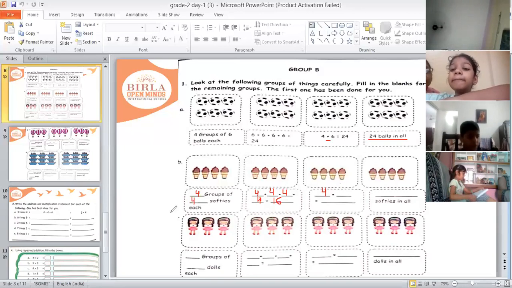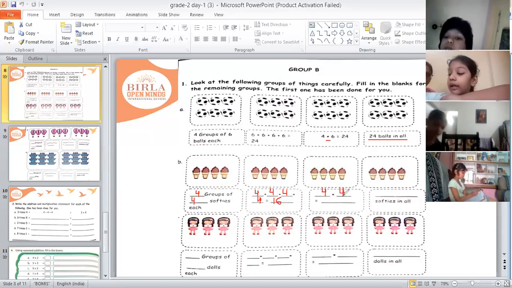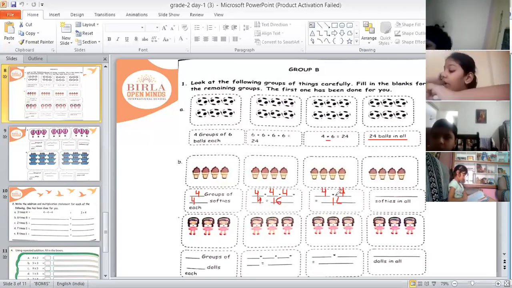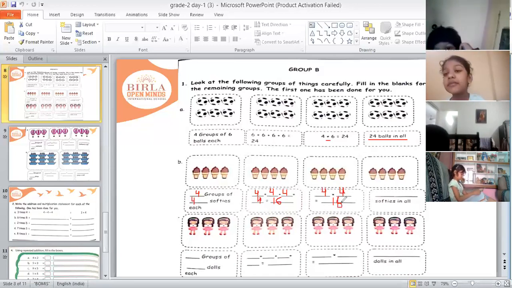4, ma'am. Very good. So children, see here, we are writing 4 again and again. We are repeating number 4. So this is 4. And last one, 16. And after the equal to sign, children, we will write here 16 because total 16 softies are there. And the last answer also will be 16.